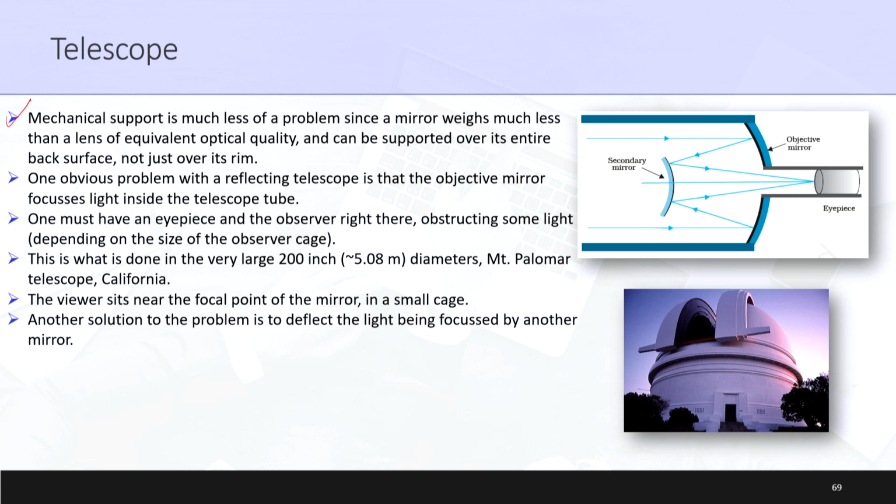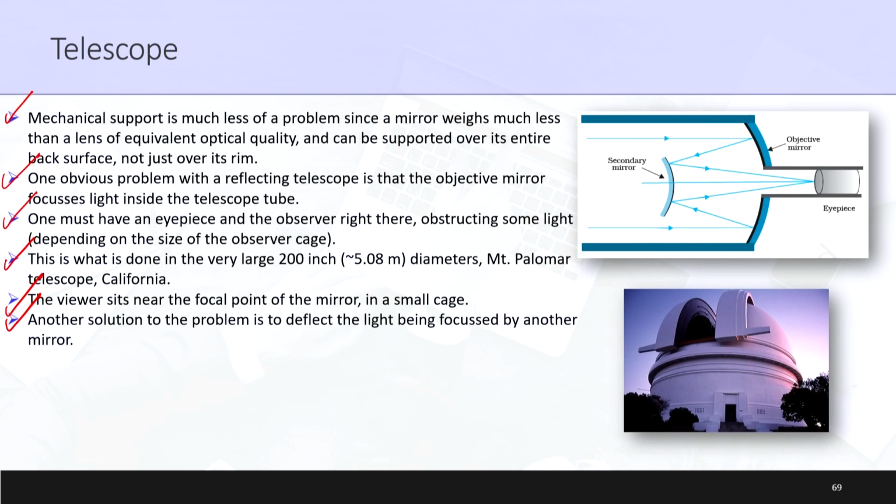Fine. Next, one obvious problem with a reflecting telescope is that the objective mirror focuses light inside the telescopic tube. So, everything is interacting at the center portion here. Therefore, one must have an eyepiece and the observer right there, obstructing some light depending on the size of the observer cage. This is what is done in the very large, approximately 5.08 meters diameter Mount Palomar telescope, California. The viewer sits near the focal point of the mirror in a small cage. Another solution to the problem is to deflect the light being focused by another mirror. So, this is that Mount Palomar telescope being explained. As you can see, such large diameter telescopes are being observed. This is in California. Okay, fine.